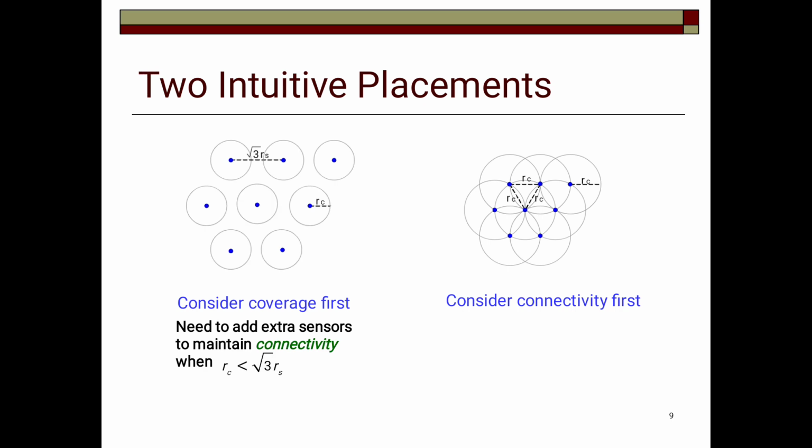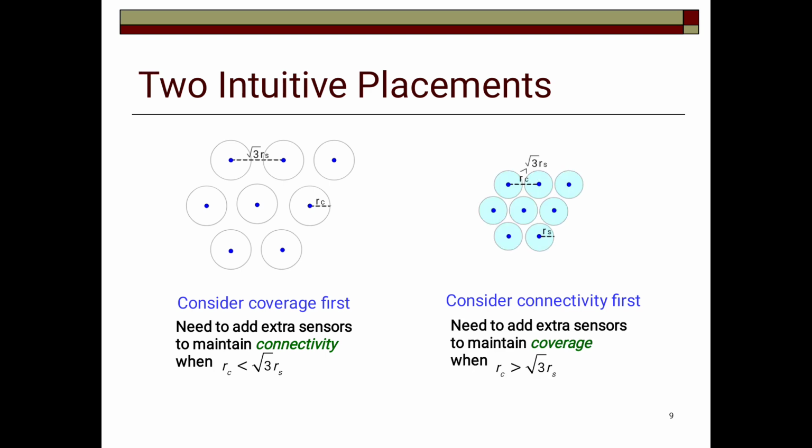Consider first the coverage. When Rc is less than root 3 Rs, we need to add extra sensors to maintain connectivity. Similarly, when we are considering connectivity first, we should add extra sensors when Rc is greater than root 3 Rs, to maintain coverage.